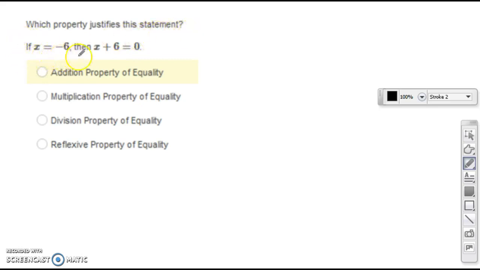All right, so the first one says, which property justifies this statement? If x equals -6, then x plus 6 equals 0. So what you're doing is you're taking that -6 and you're adding 6 to it to get 0. That's the addition property of equality.